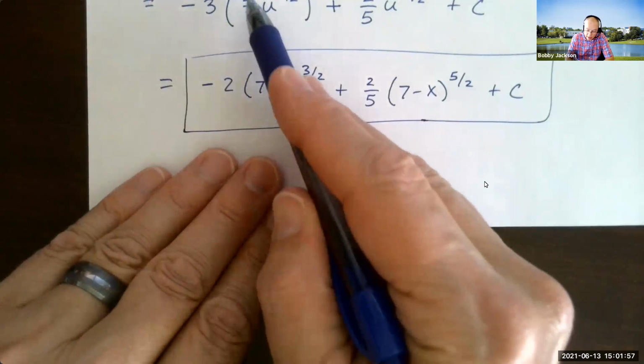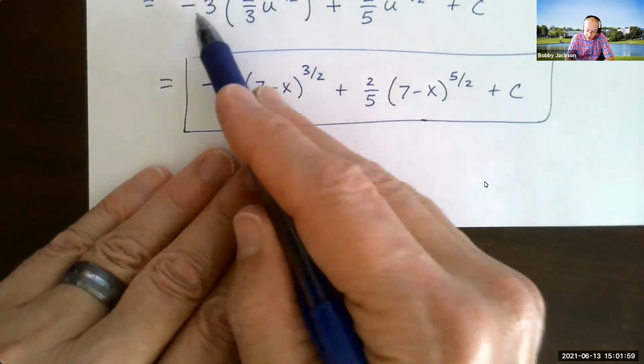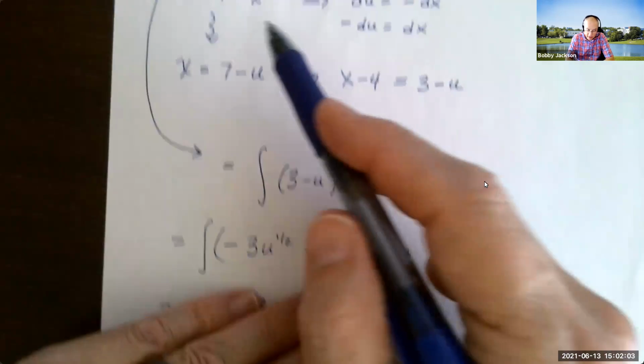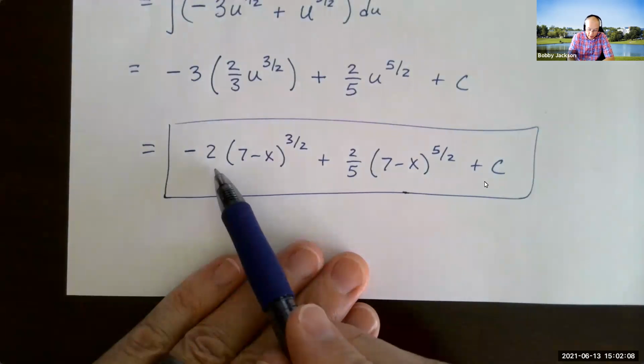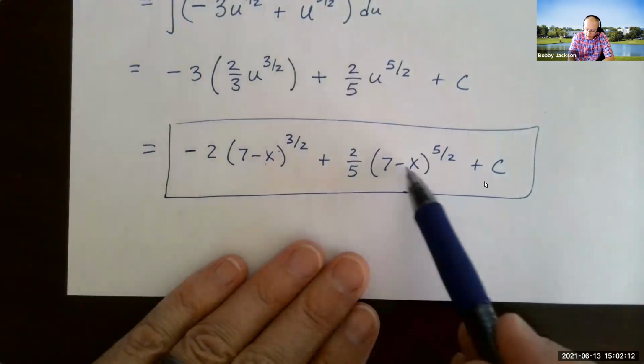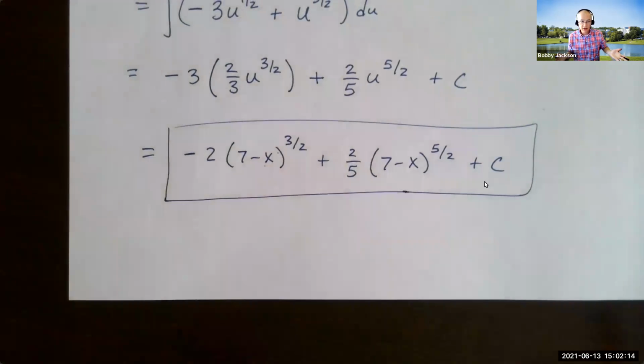Clean this up a little bit. -3 times 2/3, the 3's cancel. I just have -2. And I'll go ahead and replace u. Remember, u was what? 7 minus x. So I'll go back to the original variable, and I get -2 times 7 minus x to the 3/2, plus 2/5 times 7 minus x to the 5/2 plus our constant. There's our answer. Okay, there's one way of solving this problem.